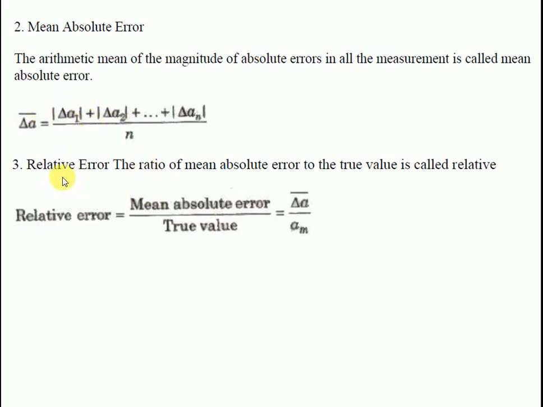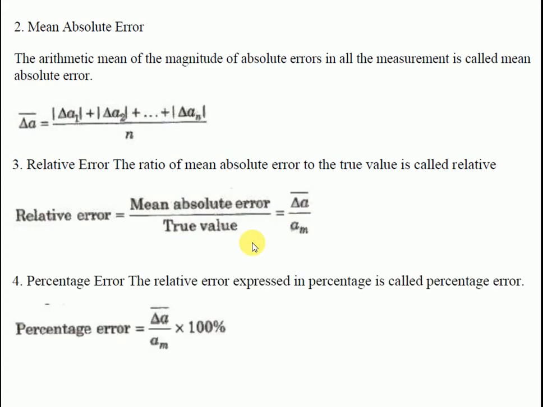So the next is relative error. To get the relative error, we divide mean absolute error by true value. So this is the relative error. And the percentage error, when you multiply the relative error with 100, then you will get the percentage error. So now let's solve one question to find all these errors.